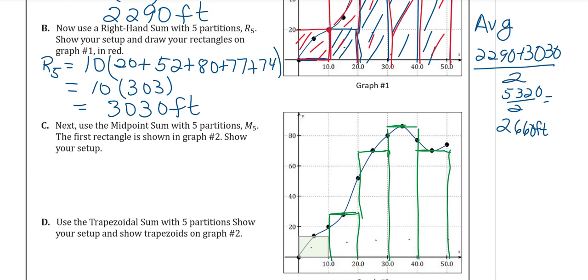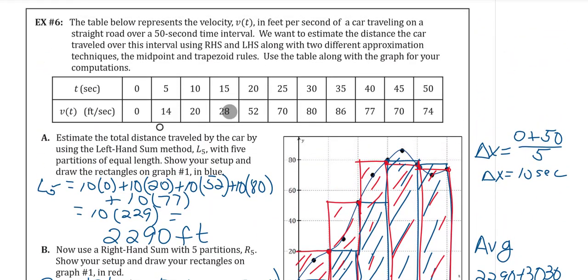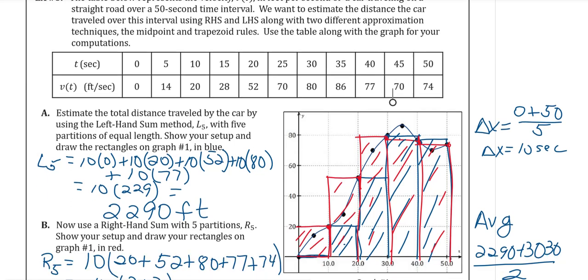So our midpoint, so I'll just call this MP5, is going to be, our width is still 10, and the first height is going to be at 5, and these values, as I said, are in the table. So that's 14. The next height is 28. The third height is 70. The fourth height is 86. And the fifth height is 70. So you can see all of the 5s are in here. So there's the 14, 28, 70, 86, and 70 at 45.